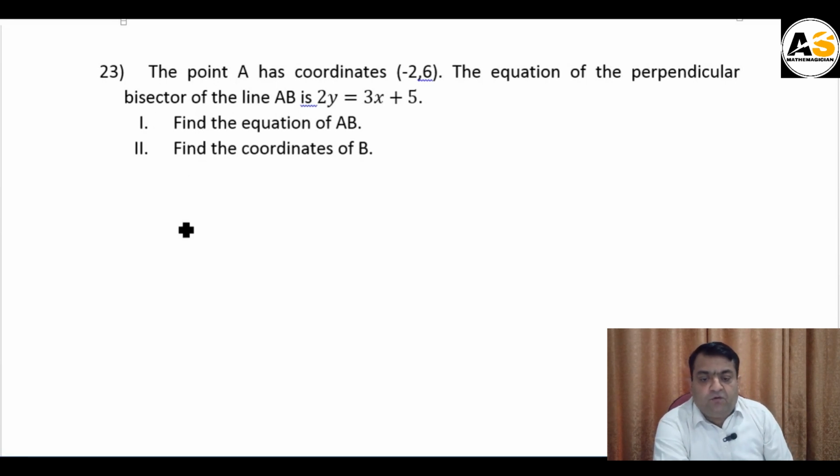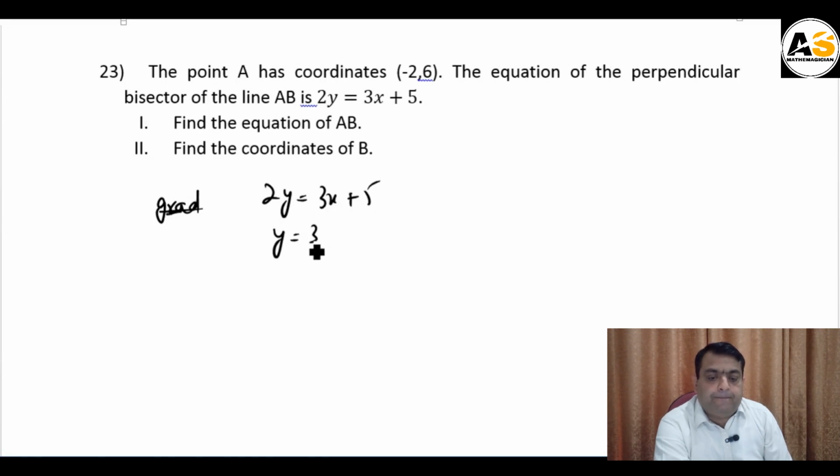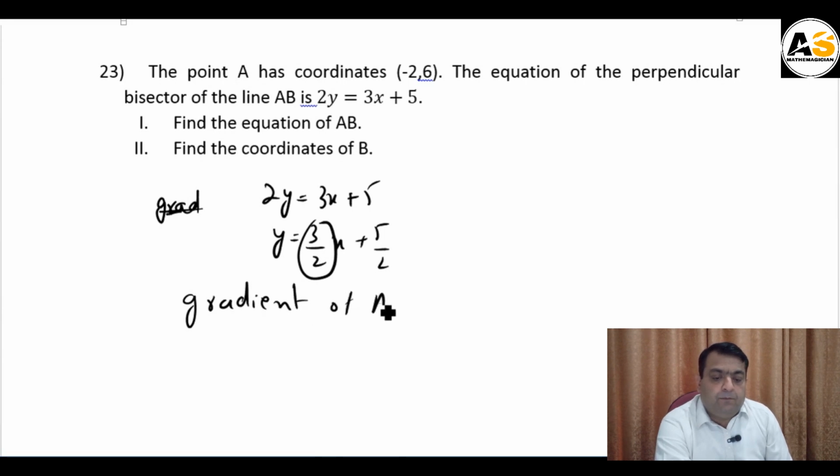What is the gradient of the perpendicular bisector? The equation of the perpendicular bisector is this. I can write it as, so what is its gradient? 3 by 2. What will be the gradient of AB? Minus 2 by 3.